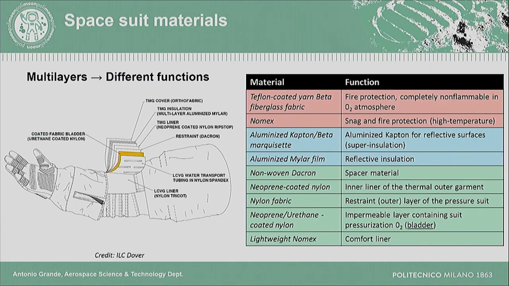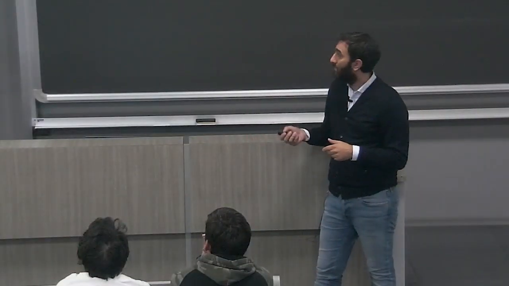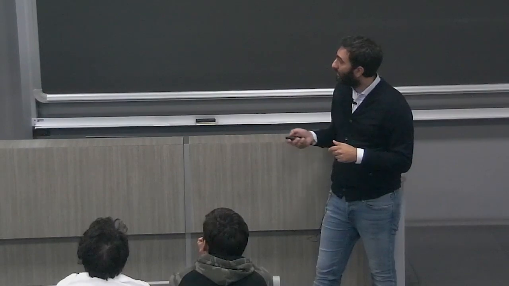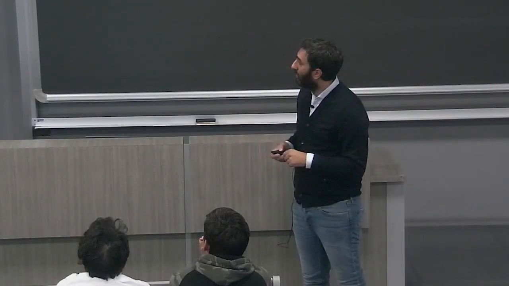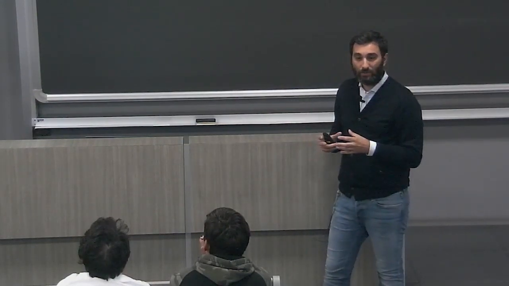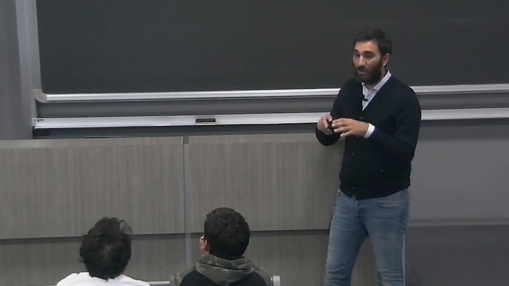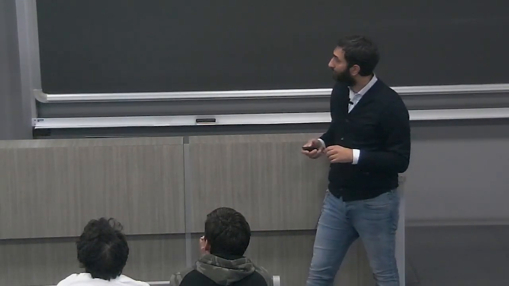Then if we go more inside, we have still polymeric fabric, in this case coated by aluminum for radiation insulation. Then, if you go to the internal part, there is other polymeric fabric, Dacron and nylon in this case, that maintains the shape of the spacesuit. So during pressurization, you have to maintain the shape of this inflatable structure.